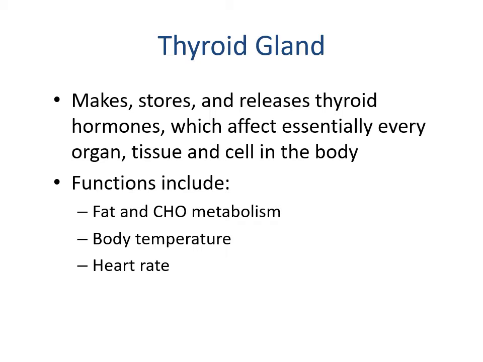So the thyroid gland makes, stores, and releases thyroid hormones, which affect essentially every organ, tissue, and cell in the body. And functions include fat and carbohydrate metabolism, body temperature regulation, and heart rate.